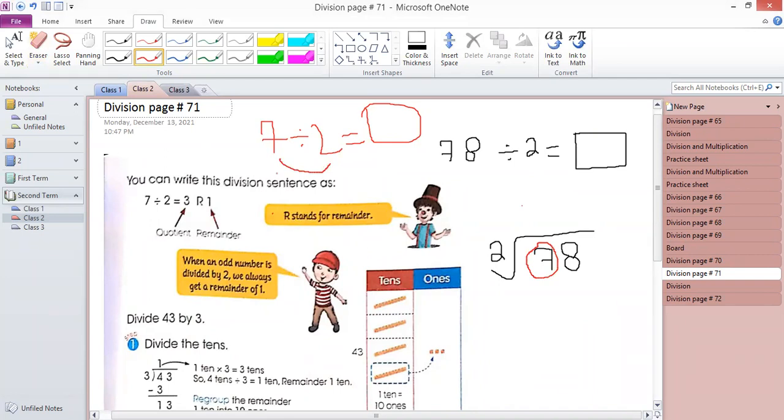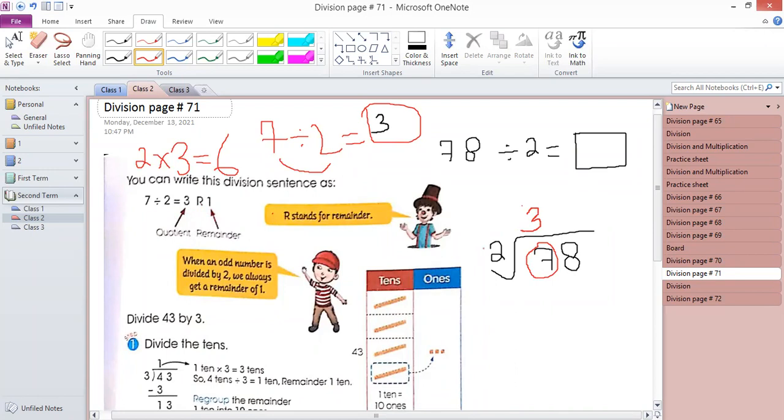2 ones are 2, 2 twos are 4, 2 threes are 6, and 2 fours are 8. So there is no 7 in the table of 2, but 2 threes are 6 and 2 fours are 8. 8 is more than 7, so you cannot go for 8. You will go for 6. 2 multiplied by 3 will give you 6. That's why 7 divided by 2 is 3.